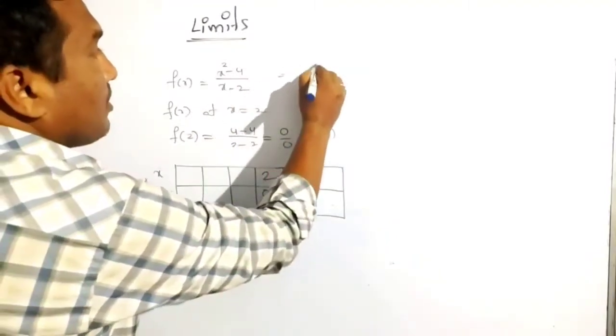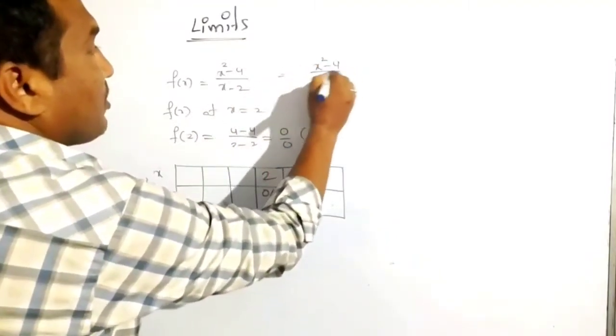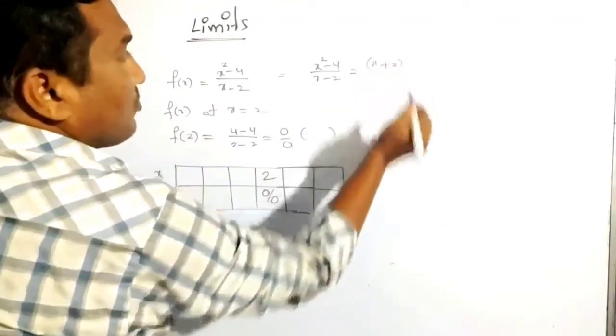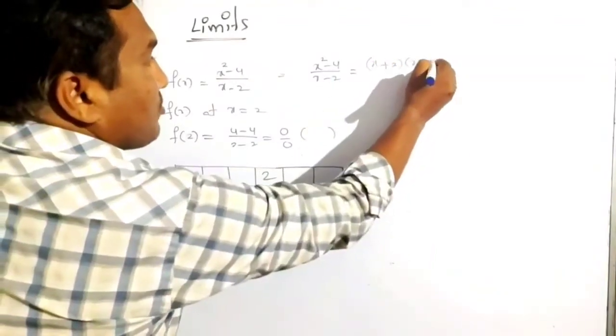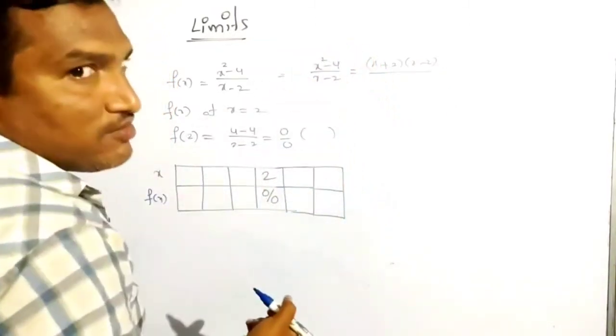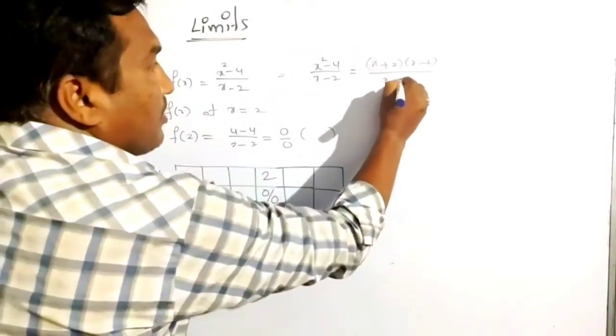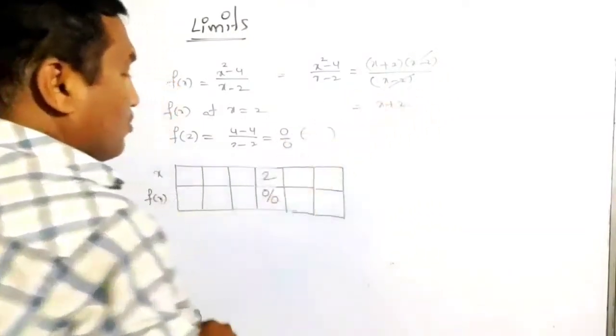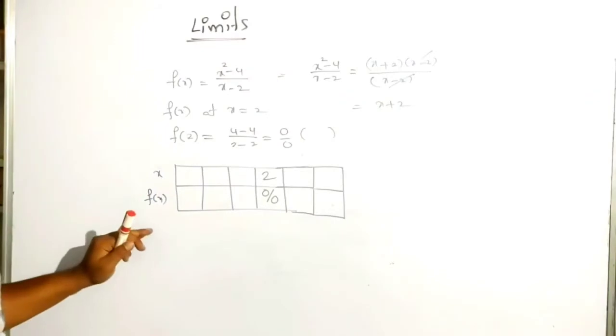Here, x squared minus 4 by x minus 2 is equal to (x plus 2) into (x minus 2) by (x minus 2), by the formula a squared minus b squared is equal to (a plus b) into (a minus b). The x minus 2 will be cancelled. How much is left? x plus 2.